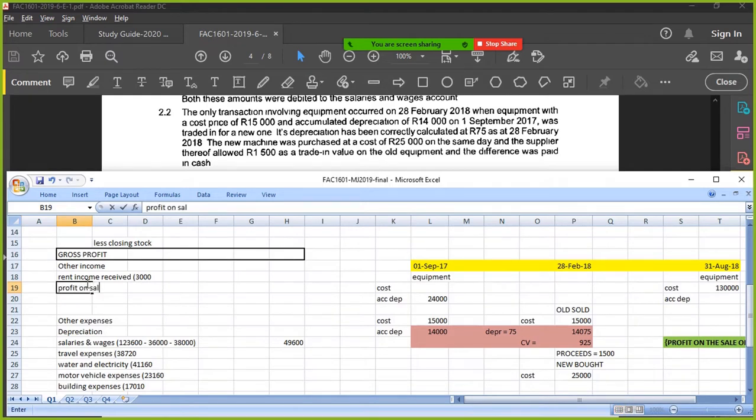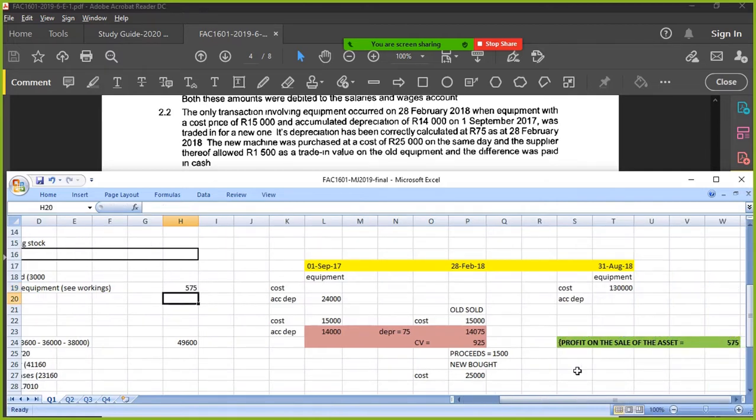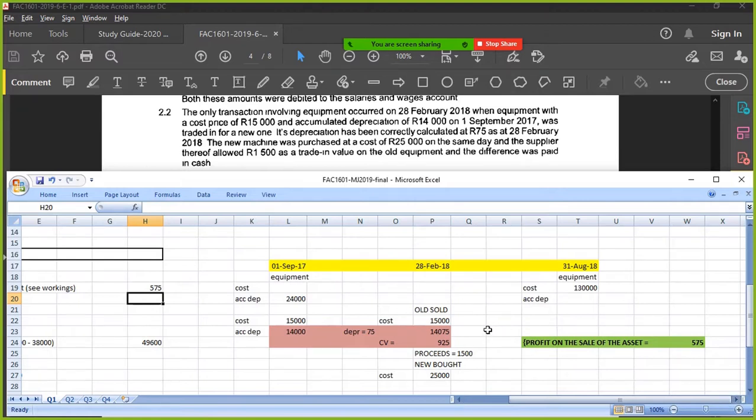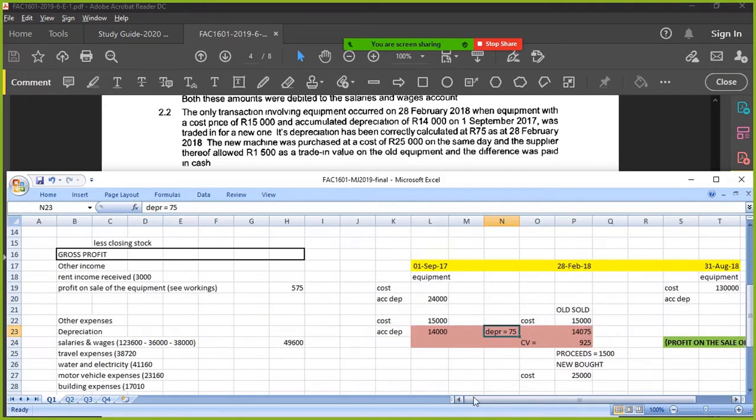Profit on sale of the equipment. Okay, brackets, you could even show the working if you want to, or you can just say C working, because you would have done that on your script, your answer sheets. Okay, there it is. Okay, I've got that. All right. That's something I need to provide for. Why? It's part of income and expenses. Okay, this depreciation I also need to provide for.